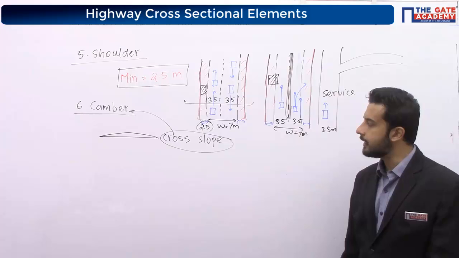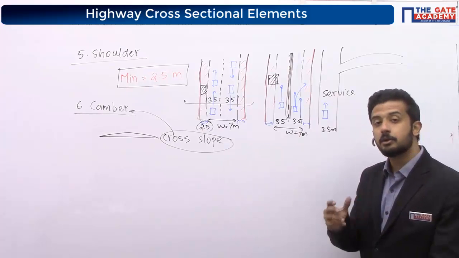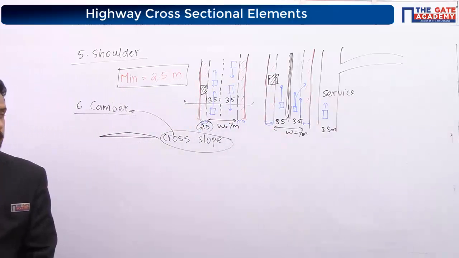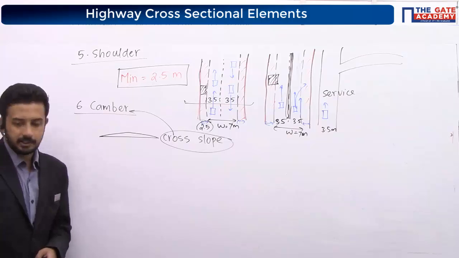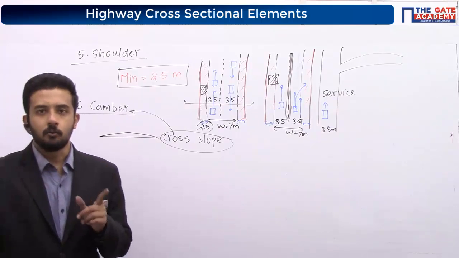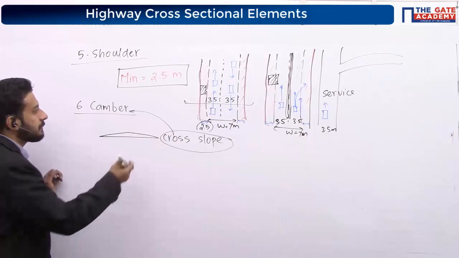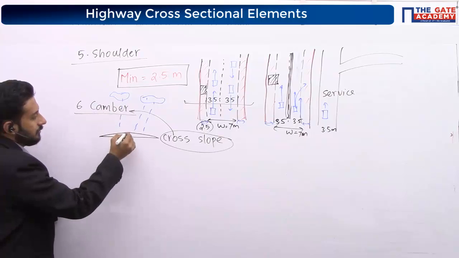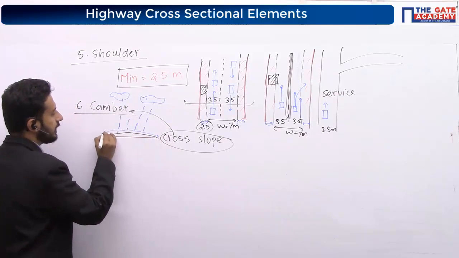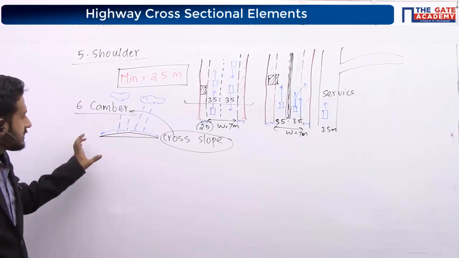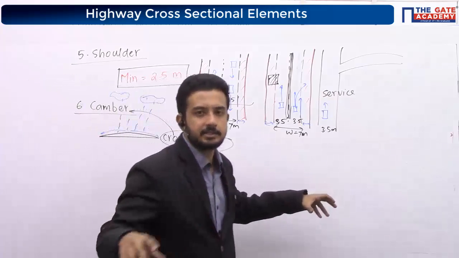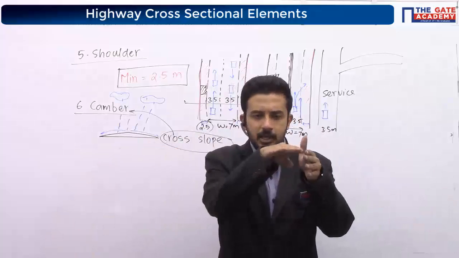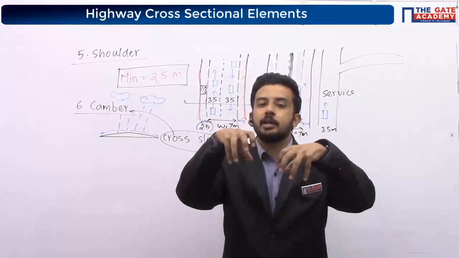So write the heading camber, and write: camber is the cross slope provided on the surface of the road. Why are we giving it? In case rainfall is happening, what do we have to do? We have to drain off this water towards the side. On the side you will have some drainages. So this water has to move towards the drainages. If it is exactly flat, water will get accumulated on it.